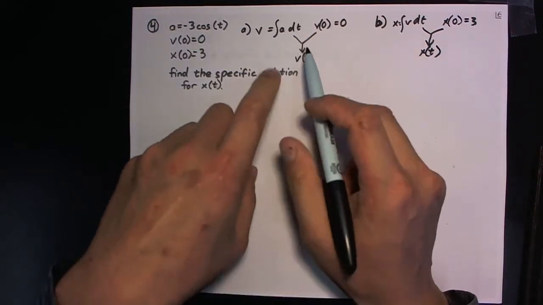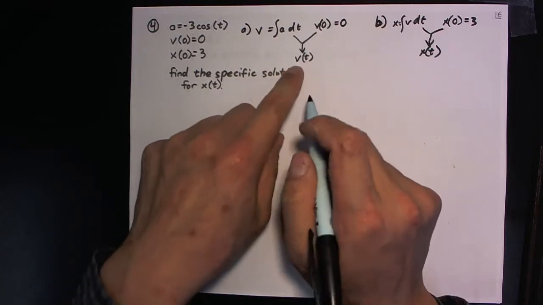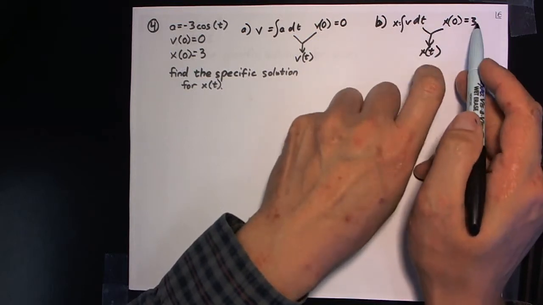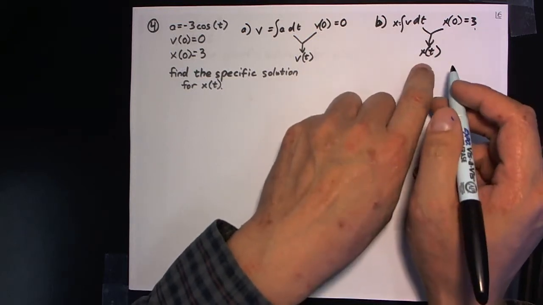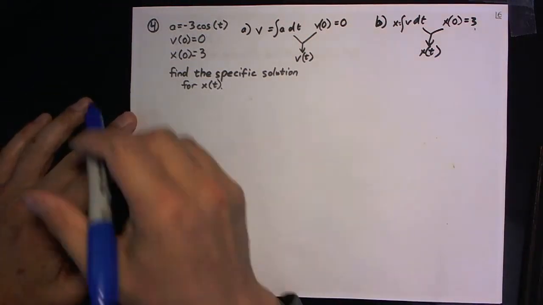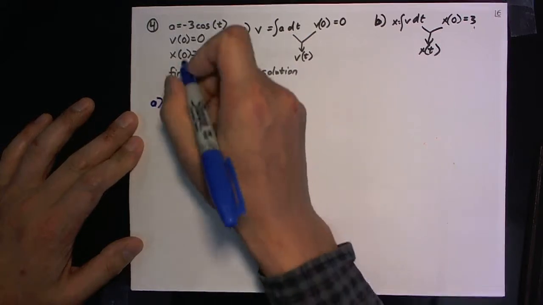All right, so this is our game plan. First, integrate acceleration, get a specific solution that gives us velocity. Next, integrate velocity, find the specific solution that gives us position. All right, so let's go ahead and do this. We'll start with blue ink and then move on from there. Okay, part A.